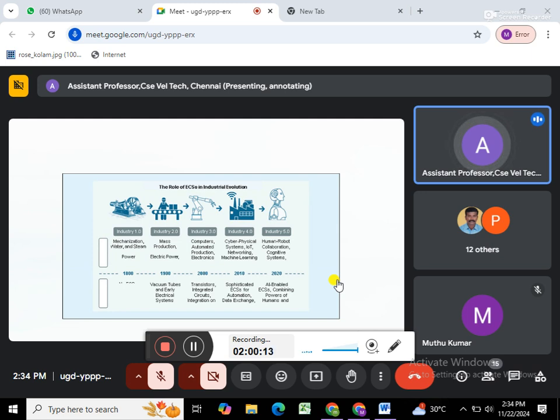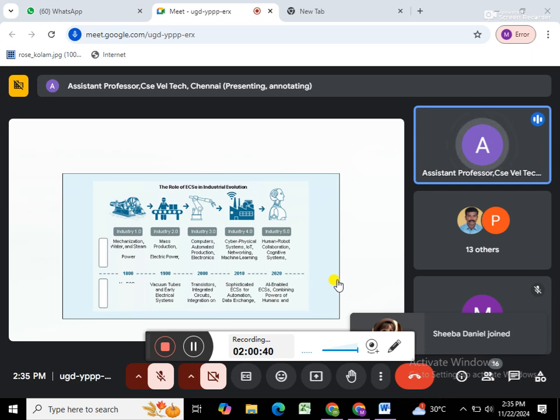Here it is completely AI enabled. We are using many electronic circuits for this, combining the powers of machines and humans. These are all the different modifications that have happened with respect to Industry 5.0. This is the place where we have to think of growth in a very positive way, as well as a very ethical way. We have to focus on the growth of Industry 5.0.